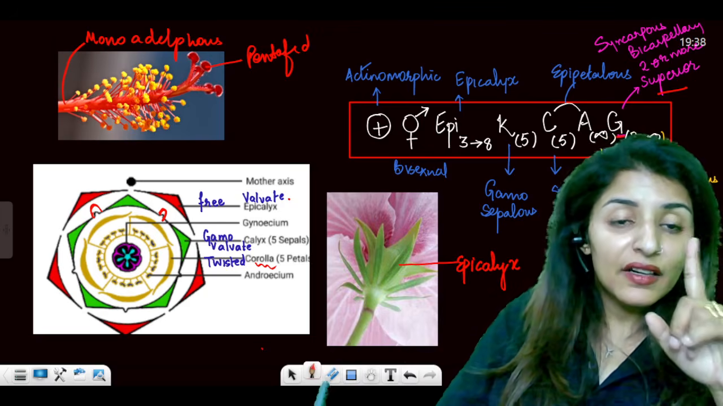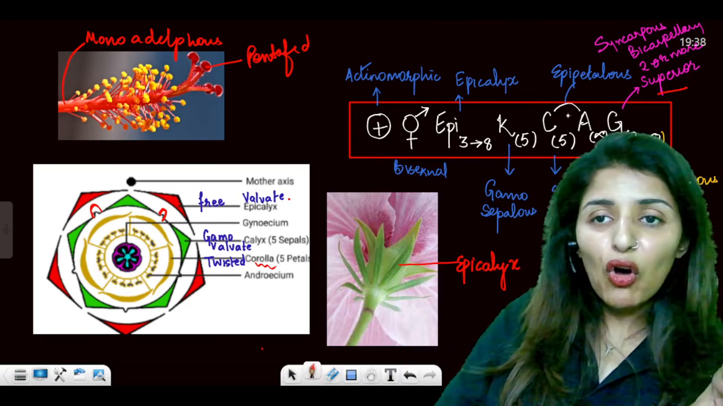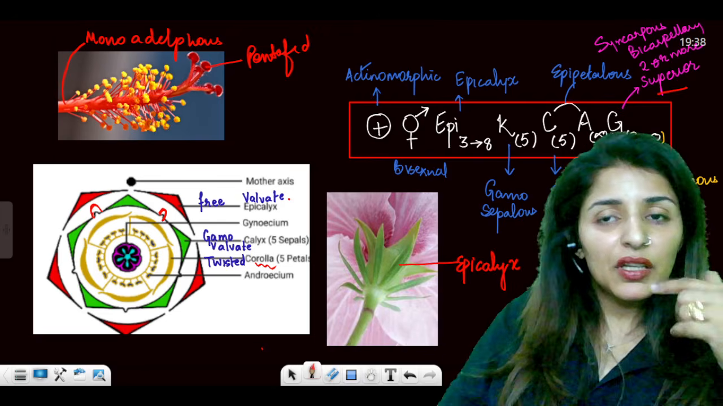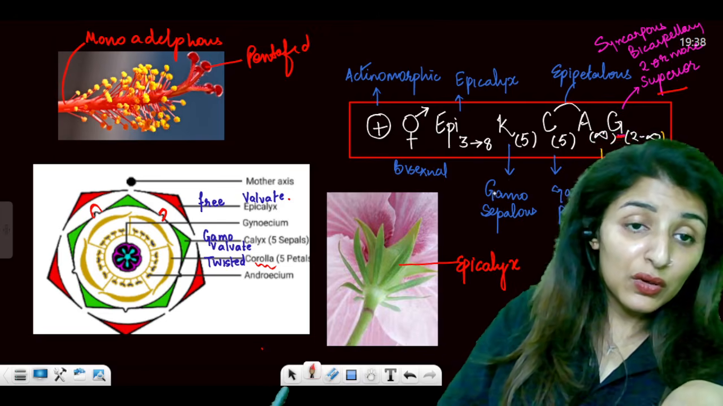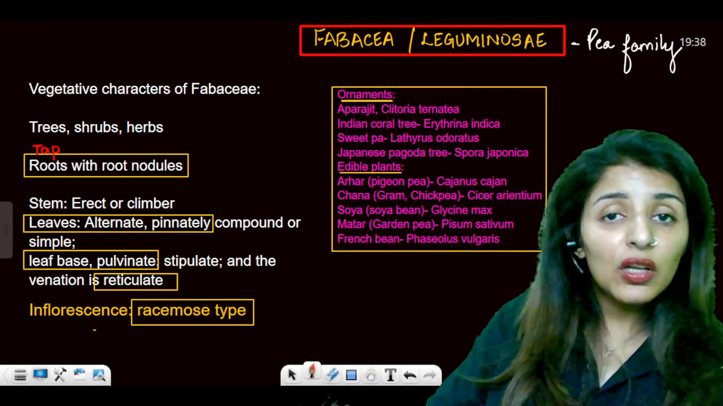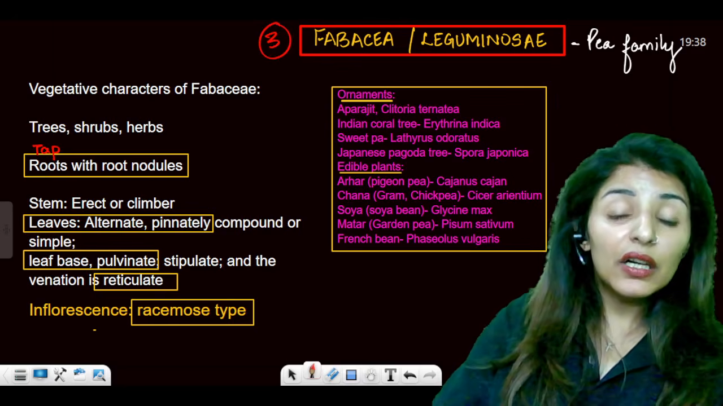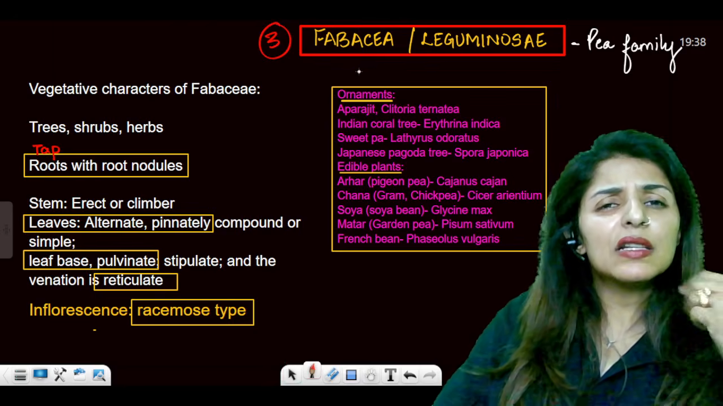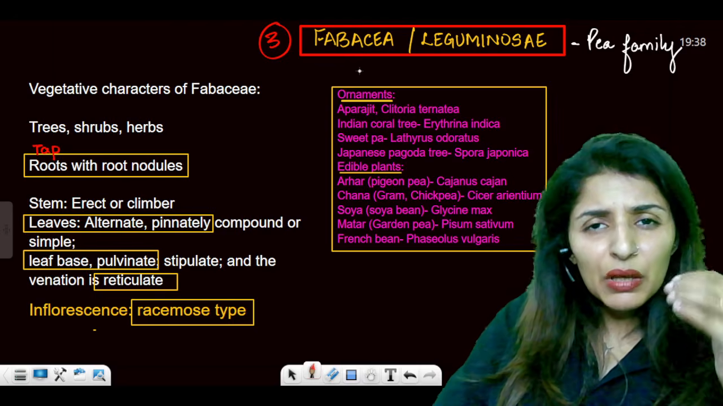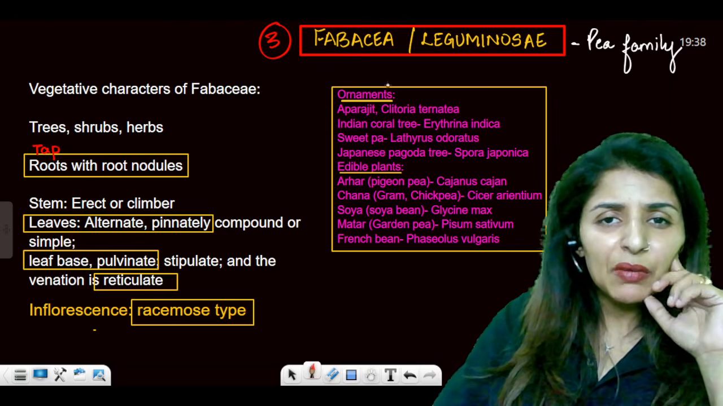to form one cylinder. Now the number of carpels can vary between 2 to infinity, and they are all fused together. I hope this point is clear to all. And with this, we move on to the third family, which is Fabaceae. Just clearly remember, Fabaceae is the pea family. All the peas and beans, different types of beans, they come under Fabaceae.